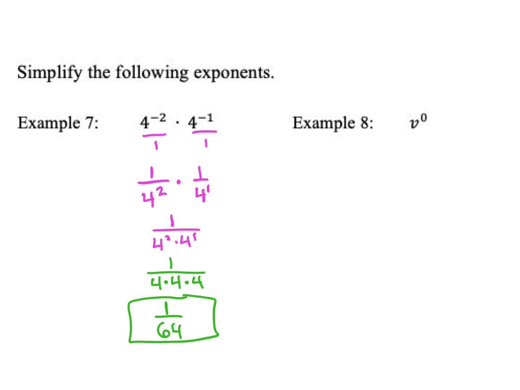All right, example number 8. Zeros. Anything raised to the 0 power is 1. So notice how V has a 0 power. So what is this answer? It's just 1. It's not V to the 1. It's not V to the 0. It's not 0. The answer is 1. Anything raised to the 0 power is 1.